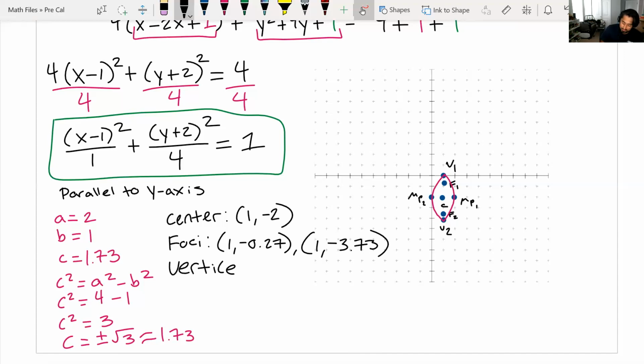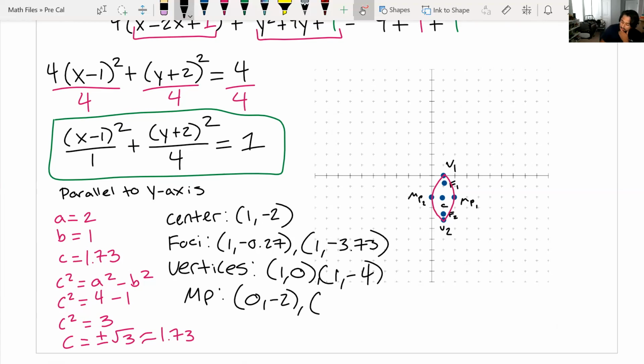And then vertices we have at 1. And if you look at our vertices, I have 1, 0. And then 1 and, let's see, -2 minus 2, so -4. And last is minor points. We see that we have minor points at 0, -2, and 2, -2. There we go.